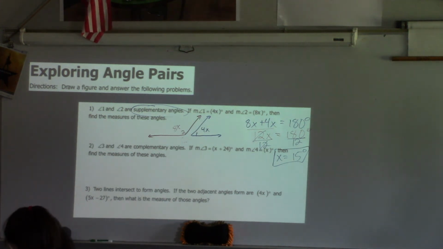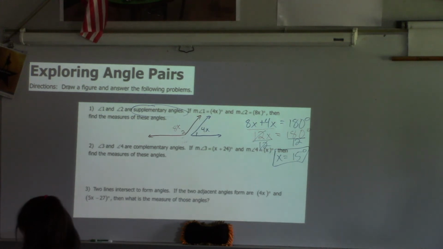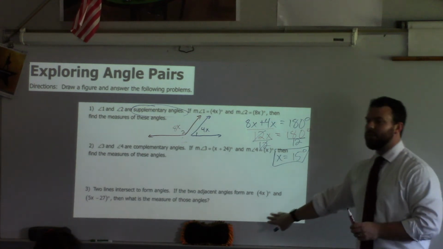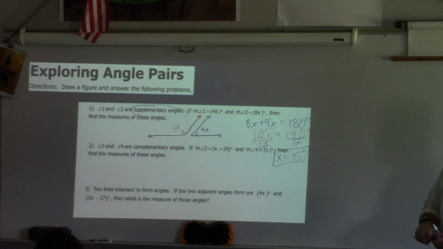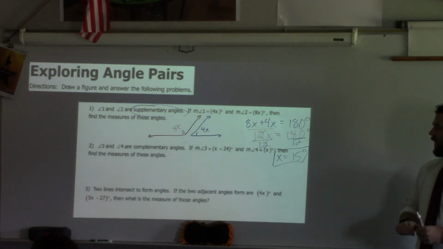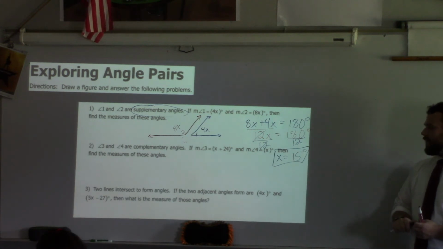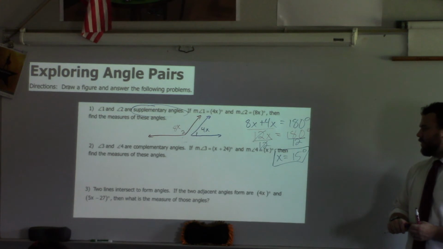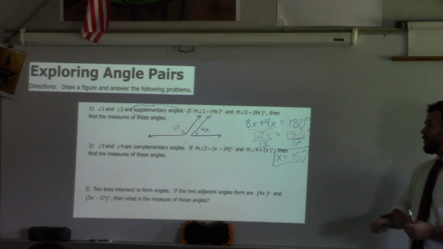So we should then notice in number 2, angles 3 and 4 are what kind of angles? So what does that tell us to do? Add. They would add up to 90. Okay, we're not going to do that one right now. Instead, number 3 is one you definitely need to draw. Two lines intersect to form angles. If the two adjacent angles formed are 4x degrees and 5x minus 27, I need to draw this.